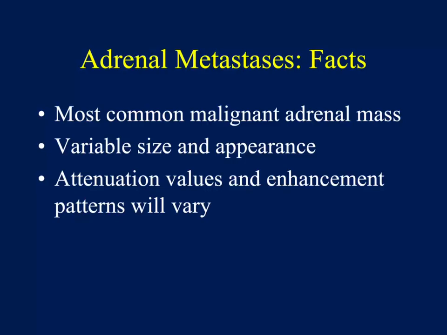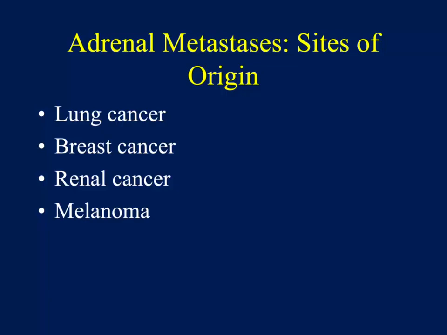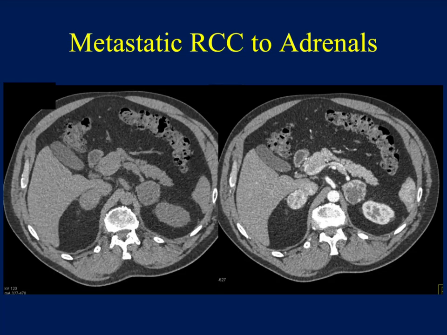Variable size and appearance, attenuation values, and enhancement will vary depending on the primary tumor, but there is lots of overlap. The most common sites of origin: lung cancer, breast cancer, renal, and melanoma. Melanoma seems to give the largest mets. Renal cancer, particularly when it's clear cell, gives the most vascular lesions. Lung and breast are the most common.